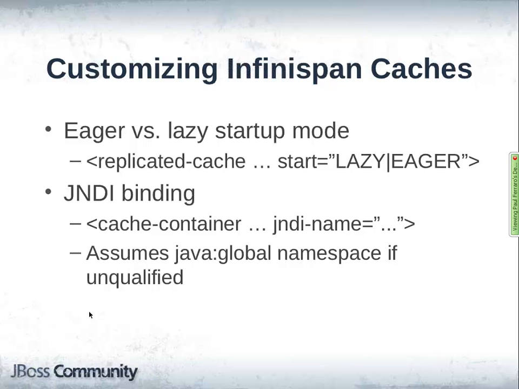Let's see, JNDI binding. If I wanted to override the JNDI name that a given cache container is bound to, I can specify it using the JNDI name attribute. The JNDI name can be a relative name, and if it's relative, we'll assume that you mean the global namespace. By default, things get bound to the JBoss namespace.